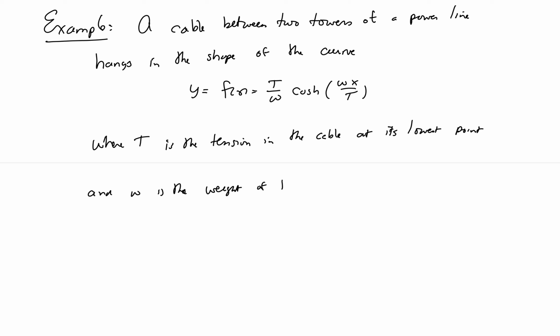Okay, so we have a power line hanging between two towers, and it's in the shape of this curve given by y = (T/w) cosh(wx/T). T here is the tension in the cable at the lowest point, and w is its weight per unit length. So this curve is called a catenary.